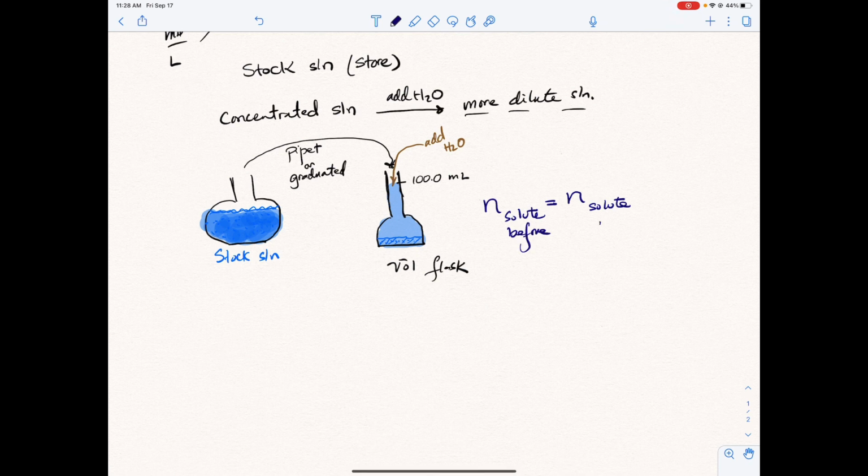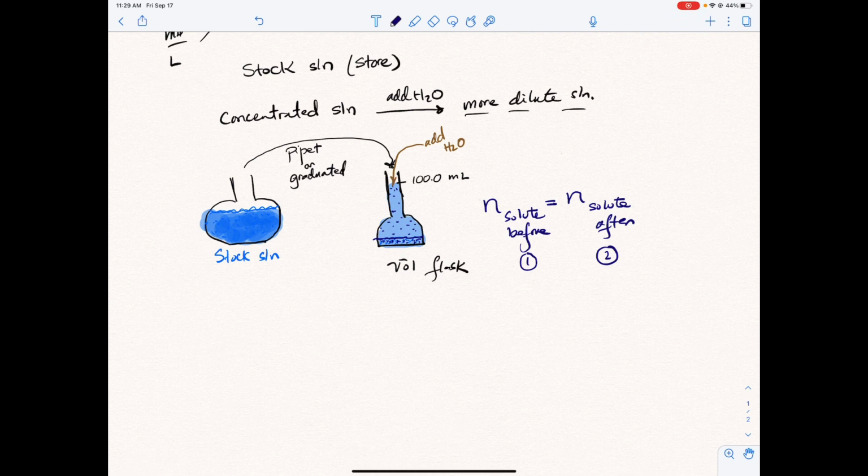I think you all agree with this statement because you're only adding water. So when I took a certain portion of the stock solution and added it to this volumetric flask, I brought in a certain number of moles of solute, but now my moles of solute is just distributed over a larger volume. And so they're taking up more space, but it's the same number of moles. The moles before and after are the same. The state before is state 1, the state after is state 2.